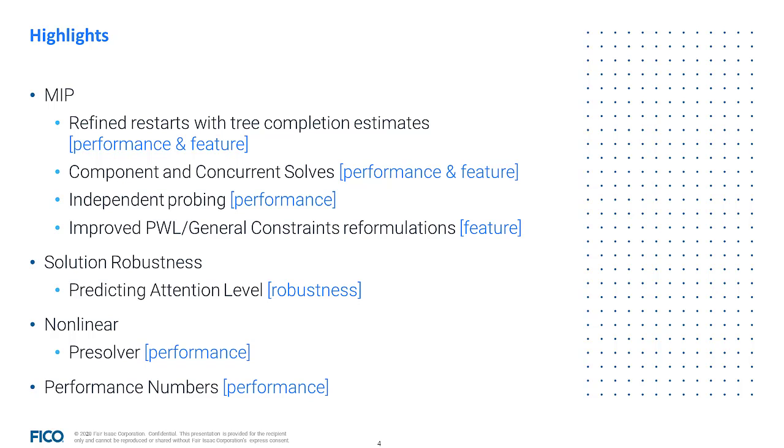My favorite project was about robustness. The solver provides a prediction of the solution process robustness before the solve. Pretty cool. We will also talk about some significant changes in our nonlinear solver, or rather pre-solver. And finally, we will look at how all of this affects performance numbers and why 8.11 is the fastest Xpress ever.